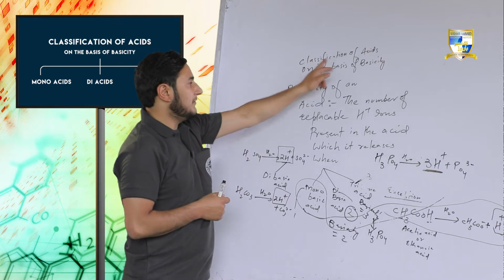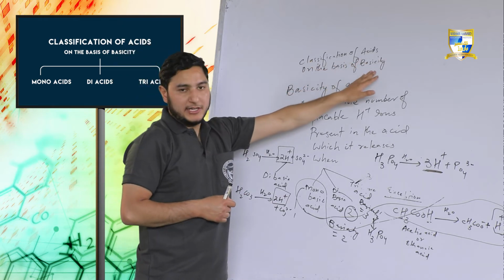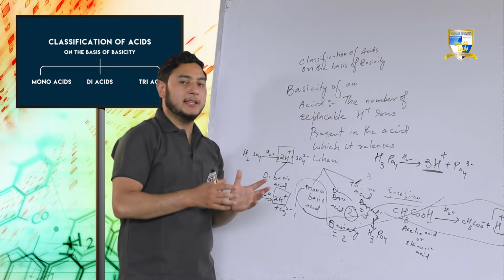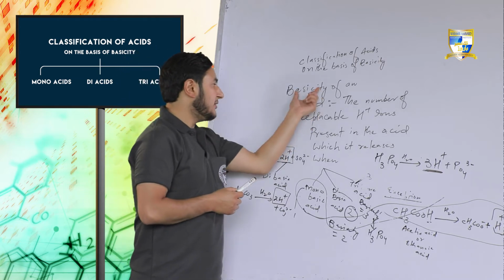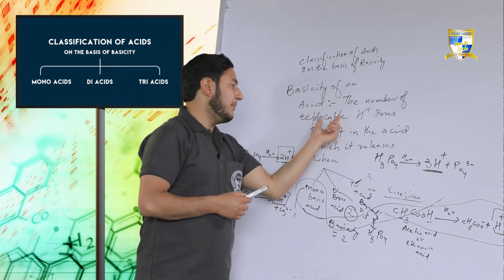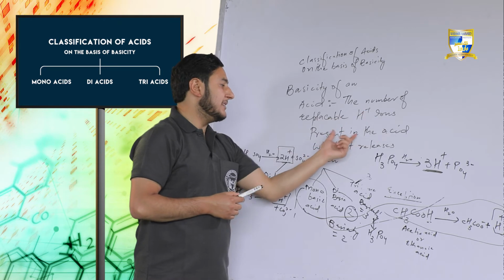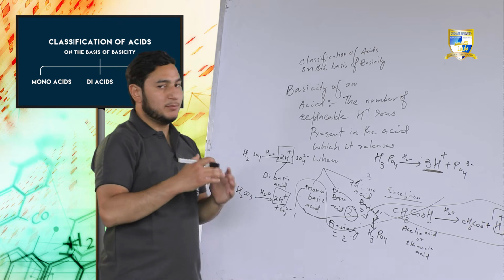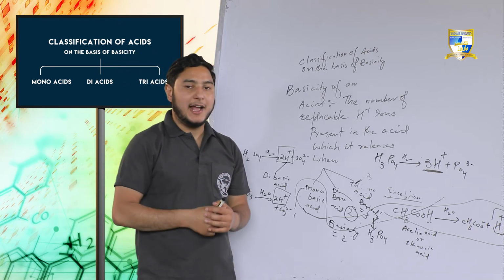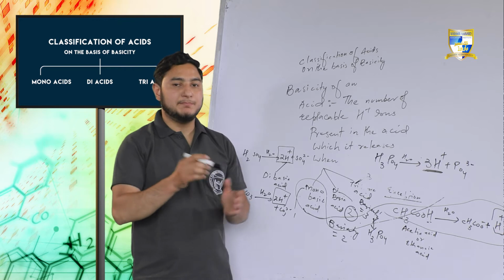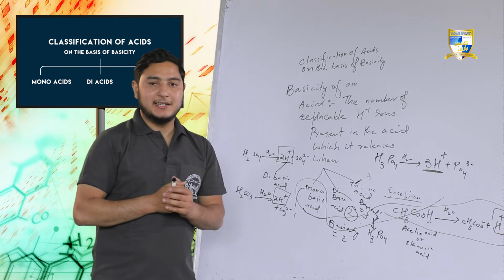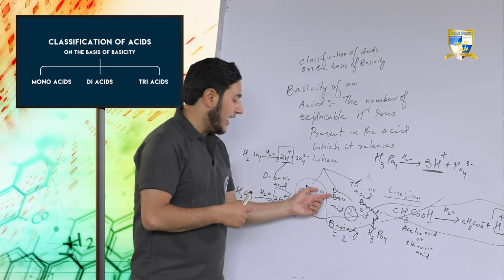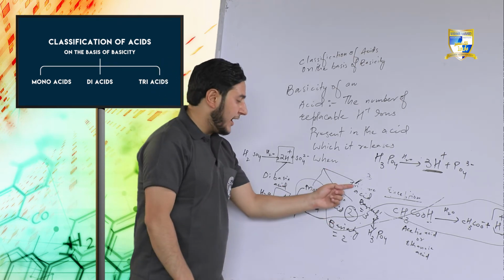We studied the classification of acids on the basis of basicity. Now what do we mean by the basicity of an acid? By the basicity of an acid we mean the number of replaceable H+ ions present in the acid which it releases when it is dissolved in water. How many H+ ions a particular acid releases when dissolved in water is called its basicity. On this basis, acids are of 3 types: monobasic acid, dibasic acid, and tribasic acid.